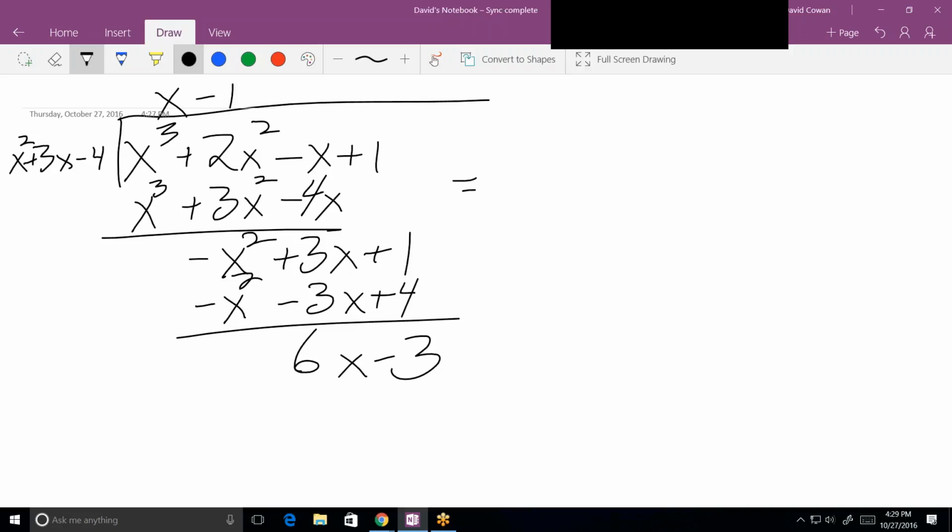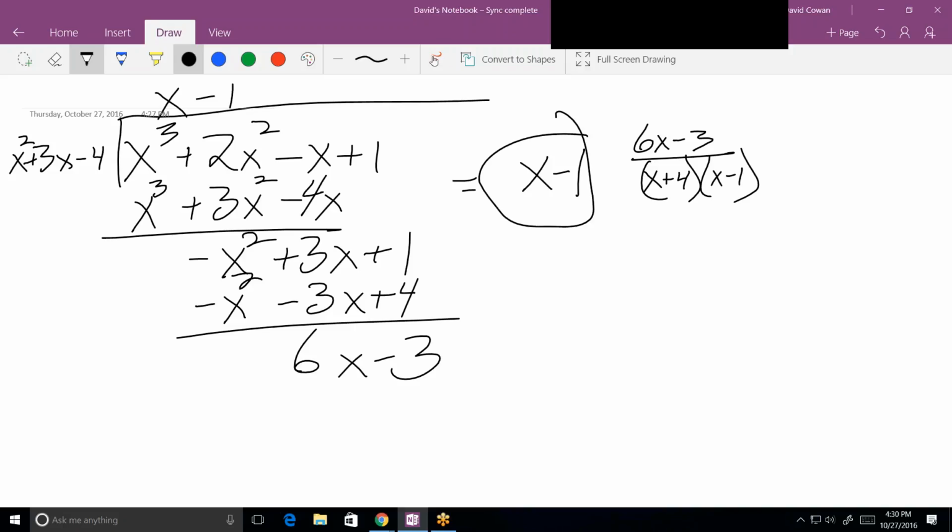So this answer is x minus 1 plus a remainder of 6x minus 3 divided by x squared plus 3x minus 4, the divisor, which can then be factored into x plus 4 times x minus 1. We don't need partial fractions to handle that, and that's a plus sign between the quotient and the remainder. Whenever you get a remainder, the remainder is the remainder divided by the original divisor, and it's added to what you already had. Okay, and this becomes pretty easy.